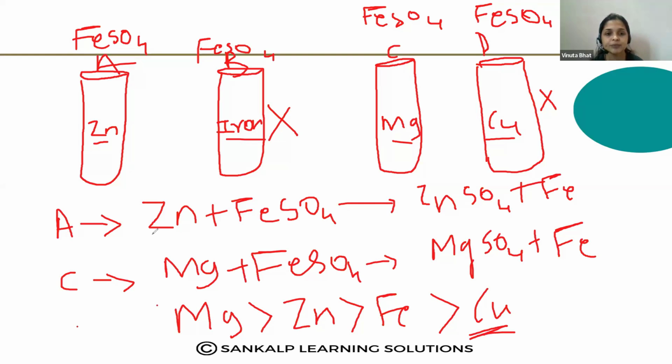The more reactive substance is able to displace the less reactive one. So here zinc is more reactive than the ferrous, so zinc displaced the ferrous. Magnesium also displaced the ferrous, forming magnesium sulfate.